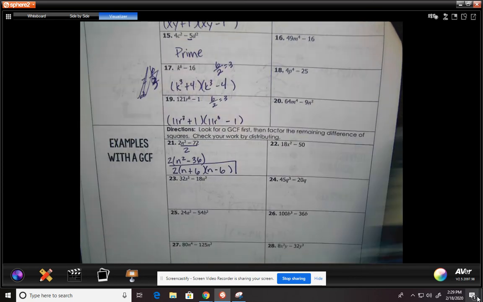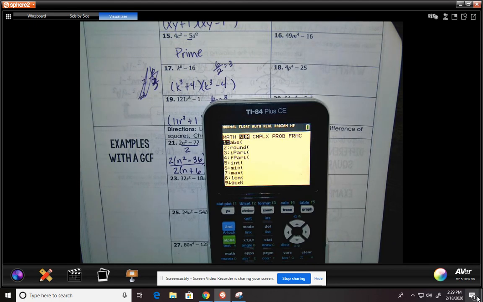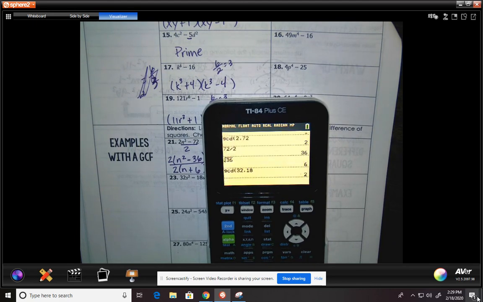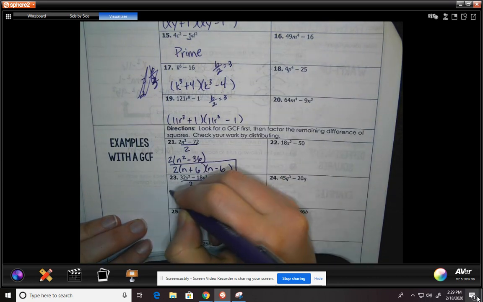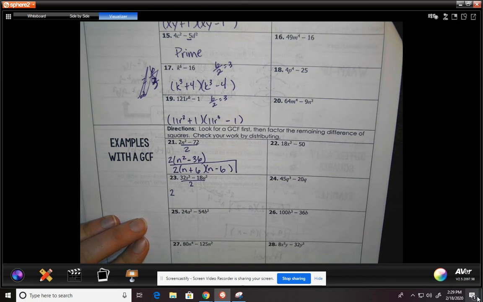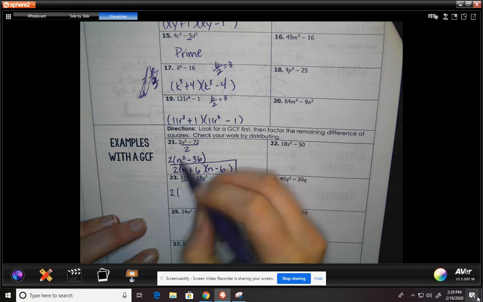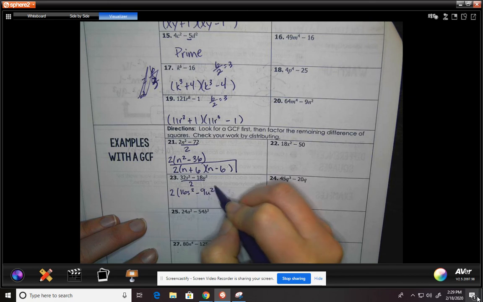Okay, for 23, I have a GCF, so let's check and see if 32 and 18 have a GCF, and they do, and it's 2. So I can divide both of these by 2 again. So I pull out a 2. Since they don't share letters, we don't pull out a letter. Okay, when I divide by 2, I get 16s squared minus 9u squared.